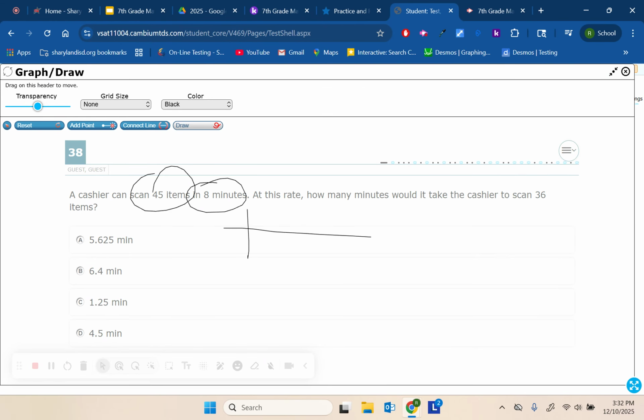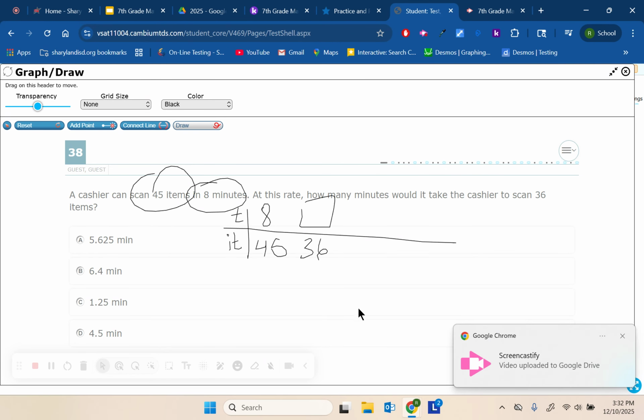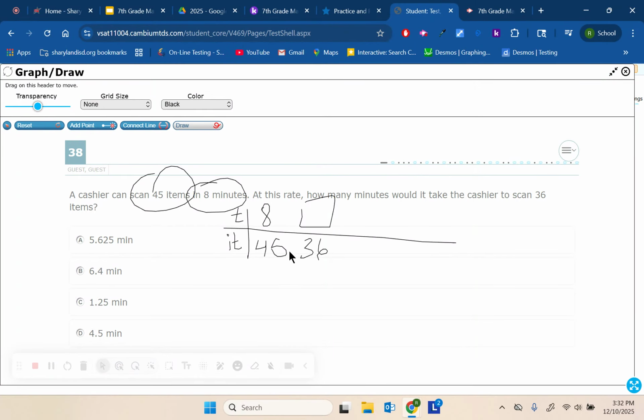So if I'm looking at this here, I'm going to go with time and then items, IT for items. 8 minutes, it's 45 items. They want to know how many minutes for 36 items. So I know my number is smaller than 8. How much? Not that much. So I need to find out what's the change, right?